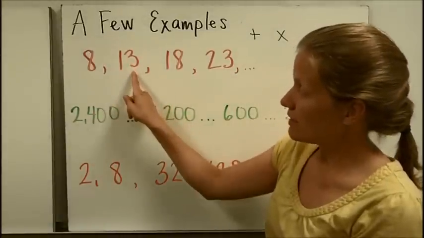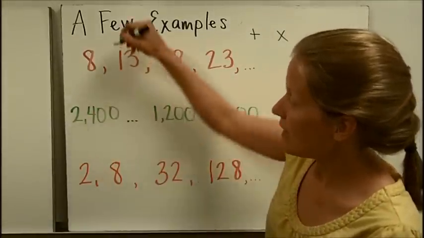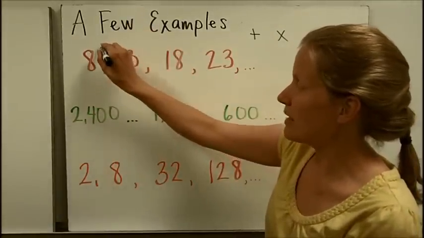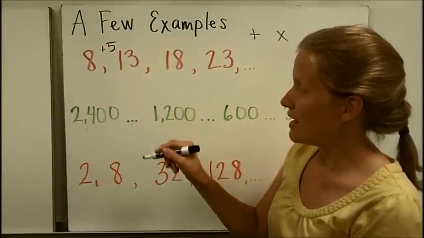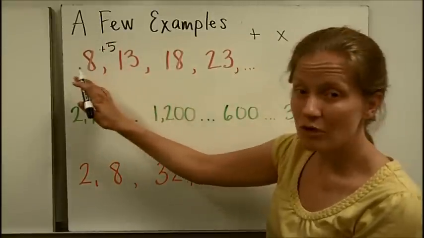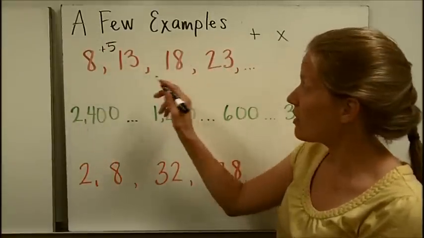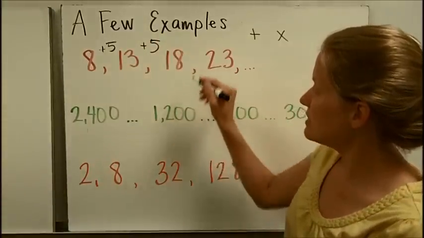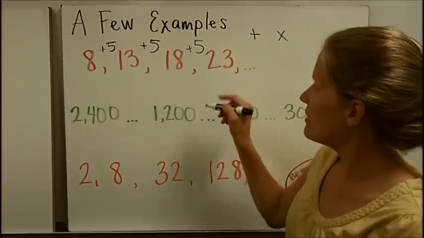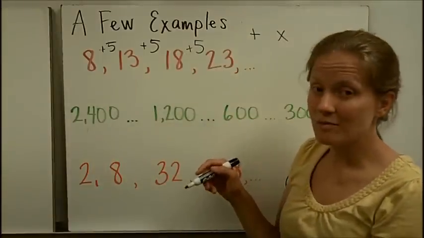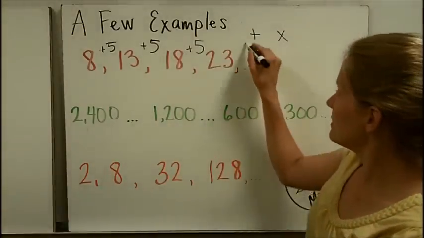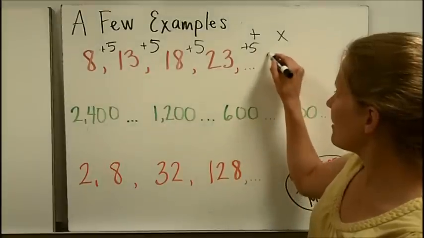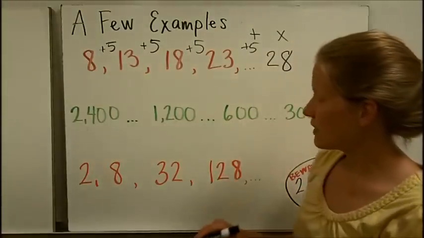8 plus what is going to give me 13? Well, 8, if I count up, I'd count up 5. So 8 plus 5 is 13. Let's try plus 5 as we go across. 13 plus 5 equals 18. 18 plus 5 equals 23. So it is a plus 5 pattern. To get the next number, I would add 5, which would be 28.